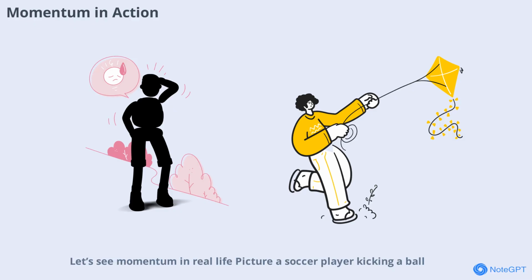See momentum in real life. Picture a soccer player kicking a ball. The ball's momentum depends on its mass and how fast it's kicked. If the player kicks harder, the ball moves faster, increasing its momentum. This is why powerful kicks send the ball flying further down the field. Momentum is at play every time you see objects in motion, from cars on the highway to athletes in action.